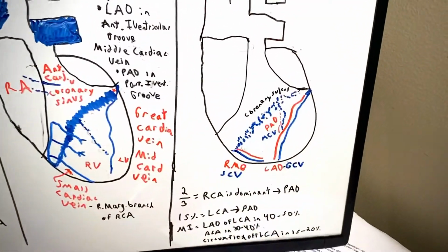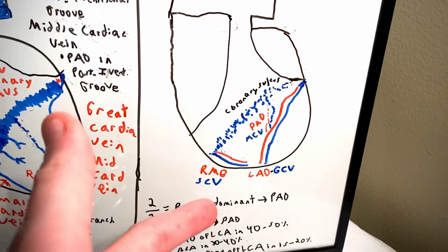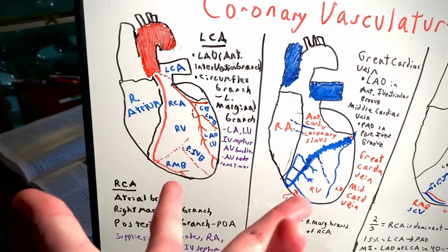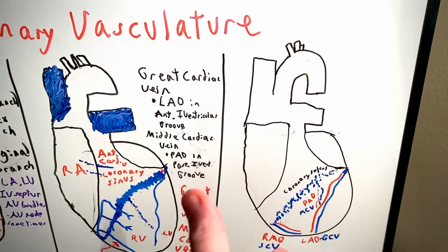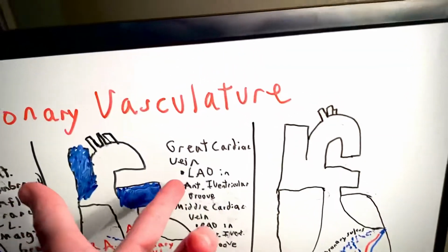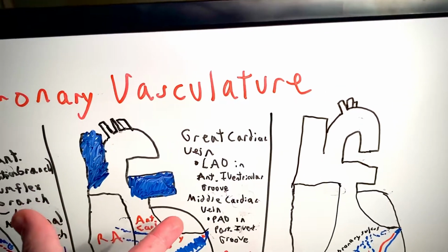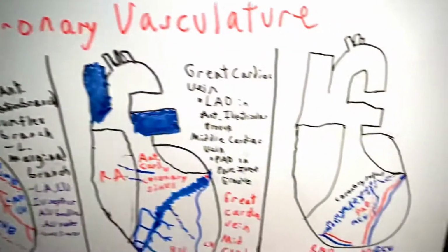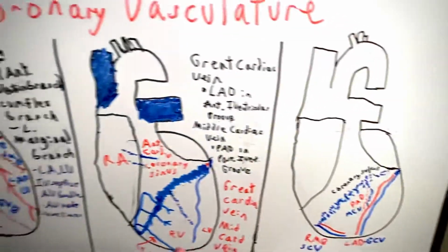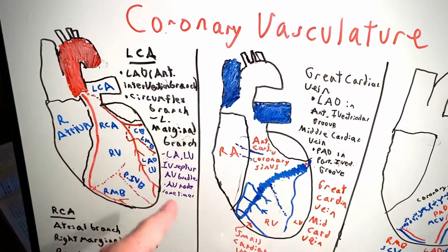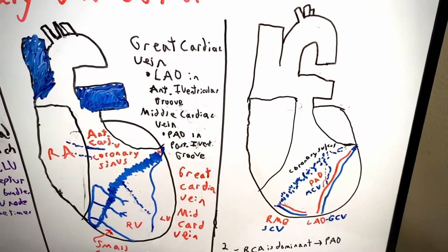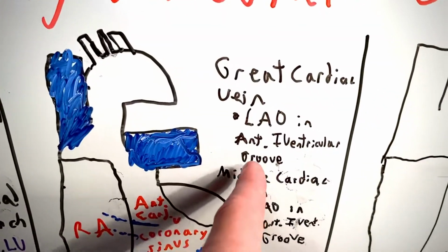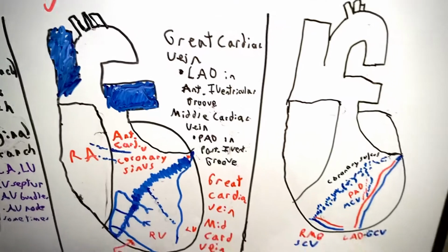Now for these little correlations here, we have the right marginal branch and the small cardiac vein running together, as we see here. We also have the left anterior descending artery, or the anterior interventricular branch of the left coronary, running with the great cardiac vein. So this is running with this. And this is running in the IV groove, right? It's running in the anterior interventricular groove.